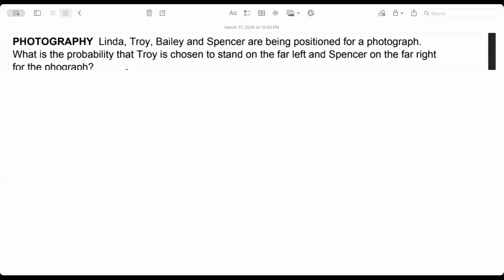Linda, Troy, Bailey, Spencer are being positioned for a photograph. What is the probability that Troy is chosen to stand on the far left, Spencer on the far right? Two positions are already placed. There is no way you can change them. But please see there, they're asking for probability or number of ways. Probability means it has to be a fraction.